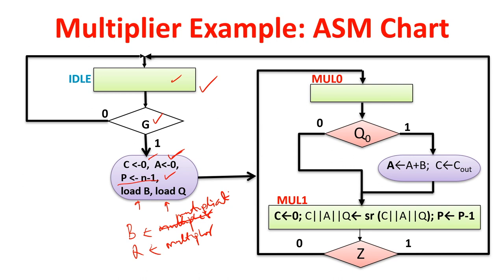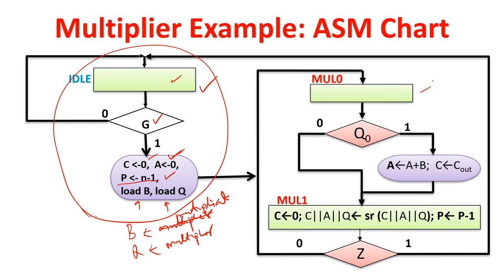B gets loaded with the multiplicand. So, this is the first initialization, and this is one ASM block. Once G is equal to 1, it goes to the next state.